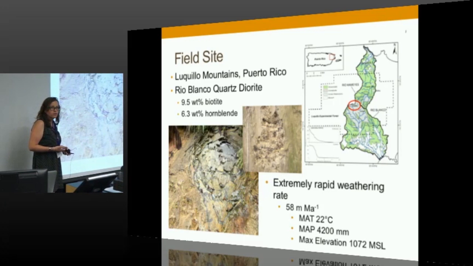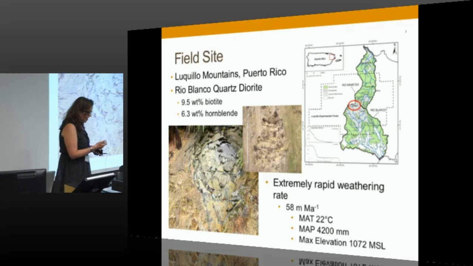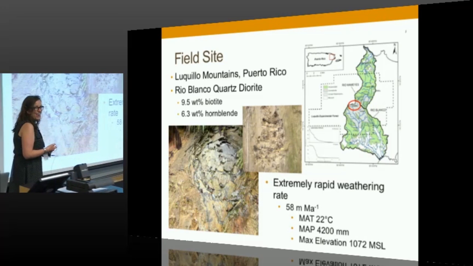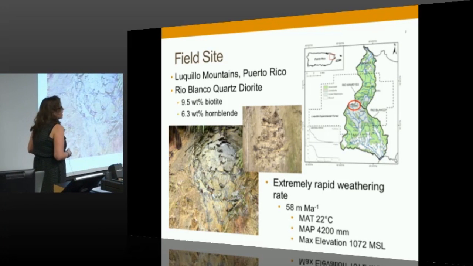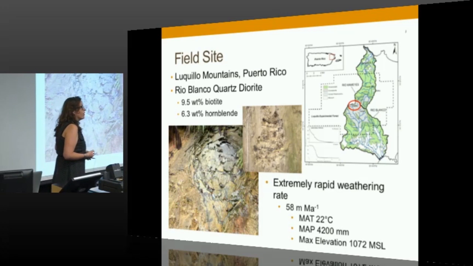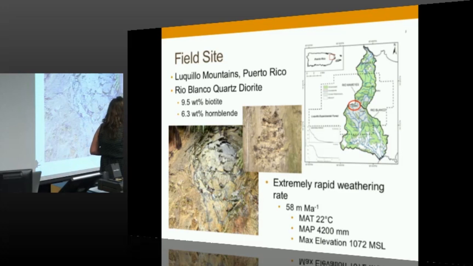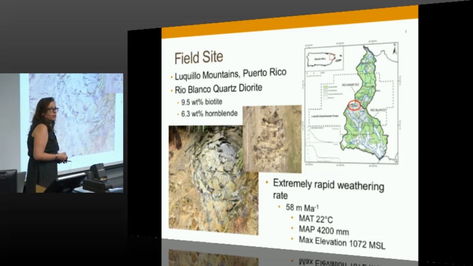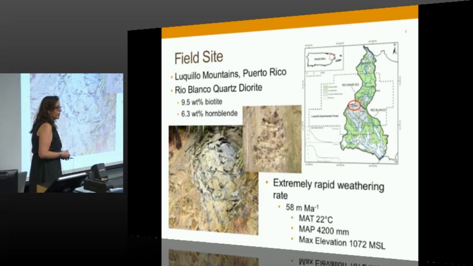This is a critical zone observatory. And I know it's not a basalt, so please don't give me grief about that, okay? I realize this is not a basalt. This is a granodiorite. But it does have an appreciable weight percent of iron-bearing phases, such as biotite and hornblende. The really remarkable thing about this is how fast this thing is weathering.